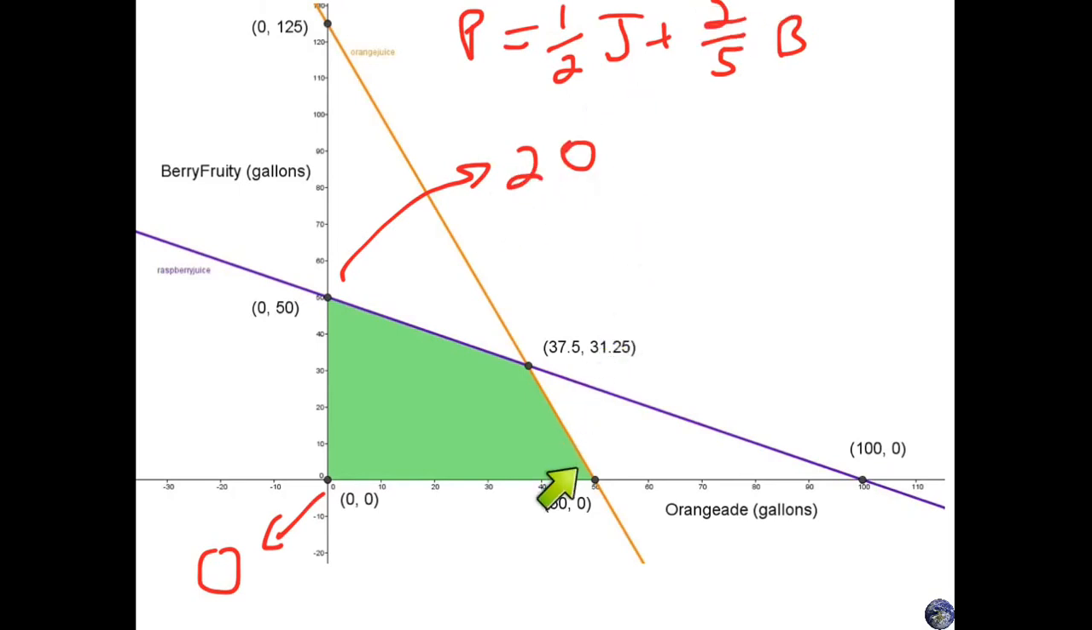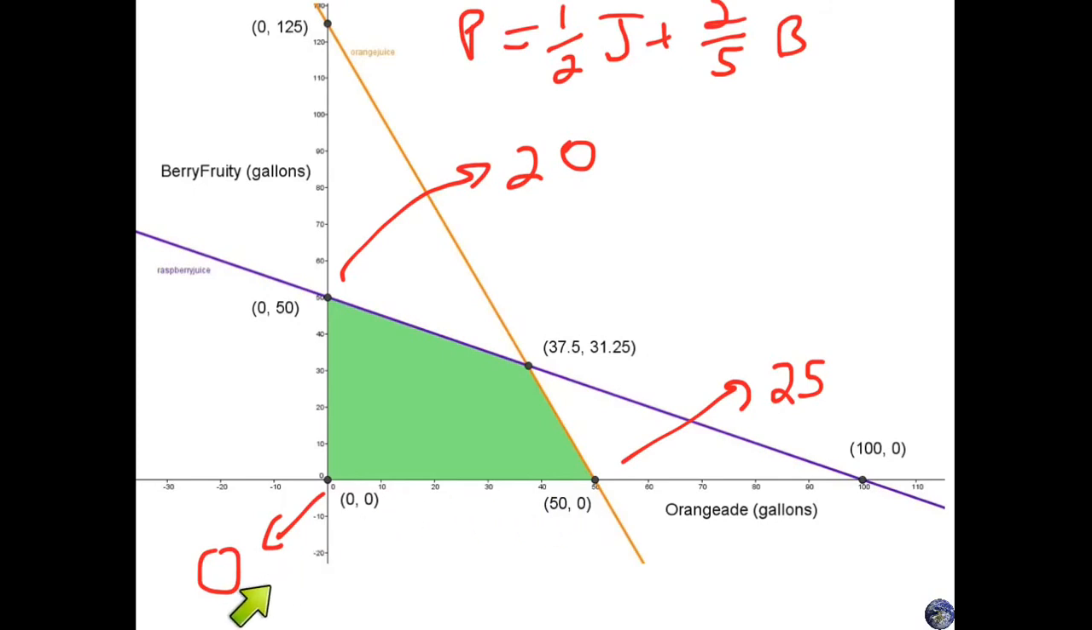Well, let's go to this corner right here. So let's figure out what profit we'd make from this. This time it's the b that's 0. So when the b is 0, this part's going to go away. So you just get 1/2 times 50. Well, 1/2 times 50 is 25. So what this is saying is we would make $25 in profit if we made 40 gallons of orangeade and no gallons of berry fruity.